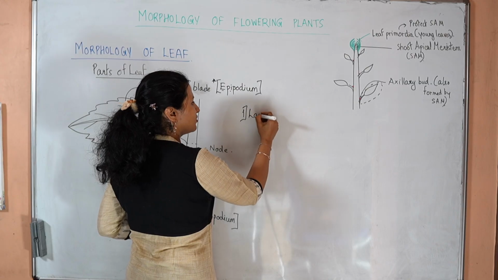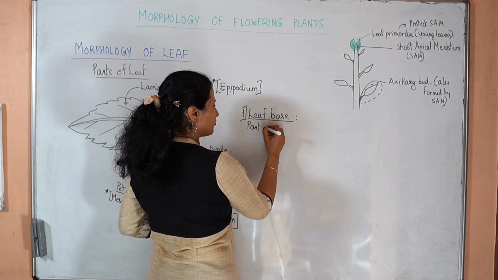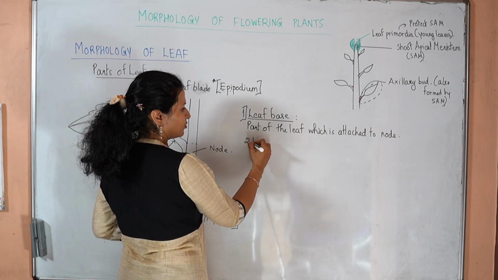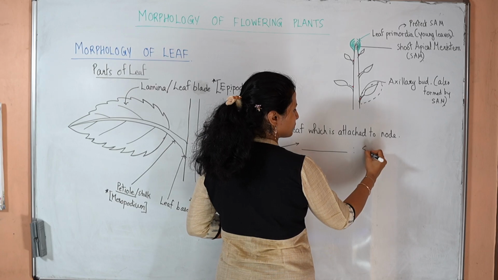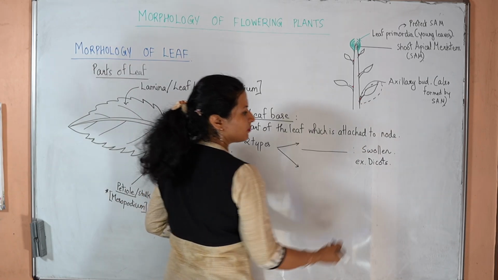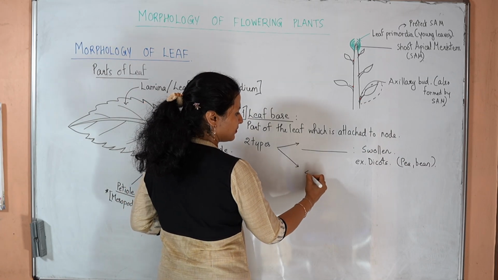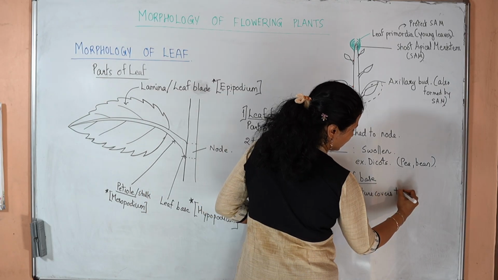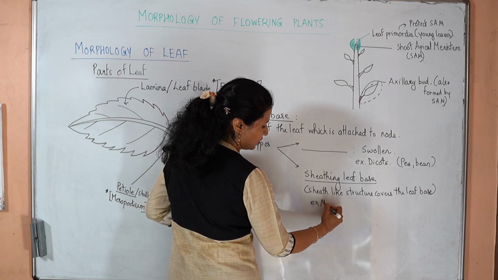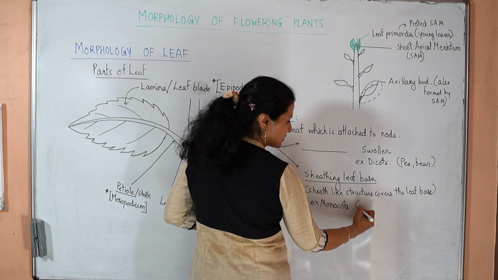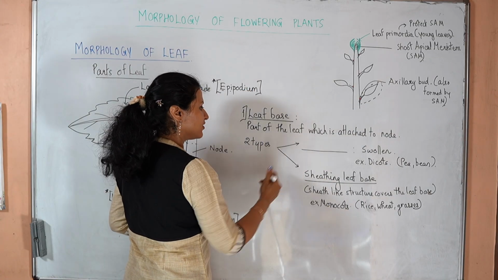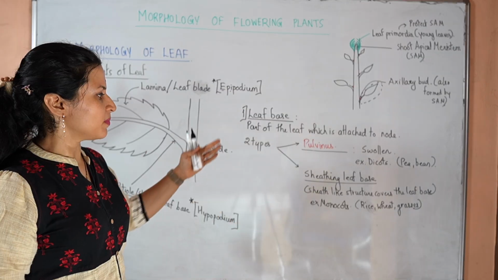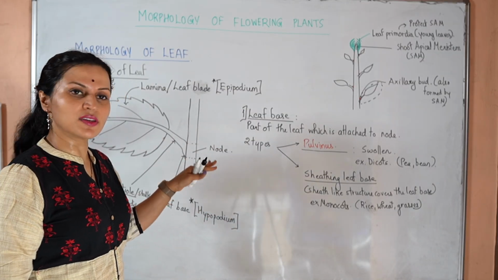So first one, we are looking at the leaf base, part of the leaf which is attached to node. It is of two types. It can be either swollen, which is seen in case of dicot plants like pea, bean, or it can be a sheathing leaf base, wherein a sheath-like structure covers the leaf base. This is seen in case of the monocots, like rice, wheat, grasses. The swollen leaf base is known as a pulvinus, and the other is called a sheathing leaf base. So pulvinus and sheathing leaf base are the two types of leaf bases.